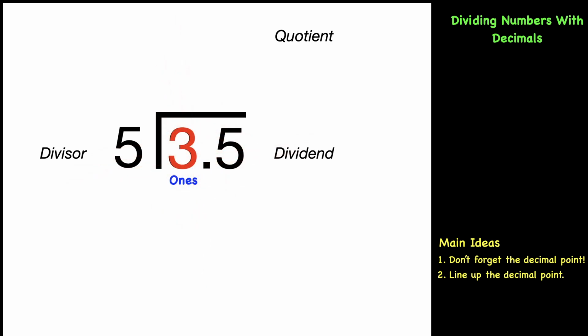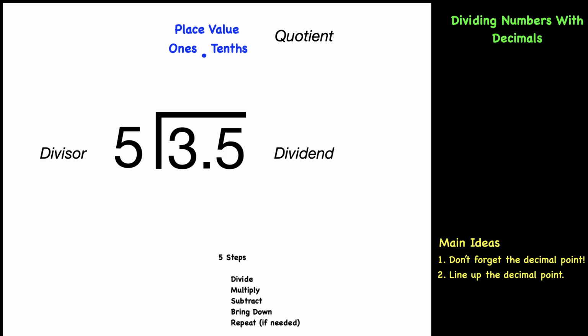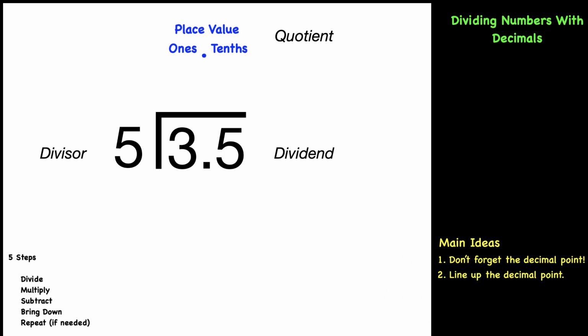Our 3 for this problem is in the ones place value. The 5 is in the tenths, and don't forget your decimal points. We'll just put that up at the top as a reminder to make sure that you keep your place value and your decimal points organized properly. We'll put the 5 steps in the bottom corner, but that's not really our focus today, but we'll just put that there to help out.